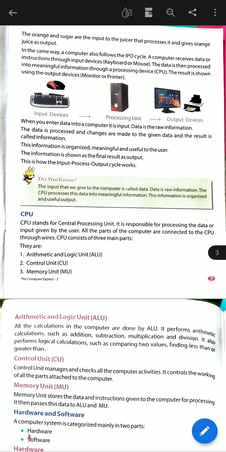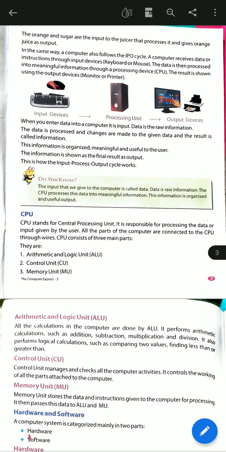CPU consists of three main parts. It is used to process the data given by the user. The input given by the user is processed with this CPU. And all the parts of the computer are connected to the CPU, like keyboard, mouse and other devices.